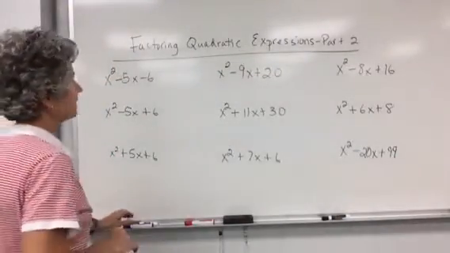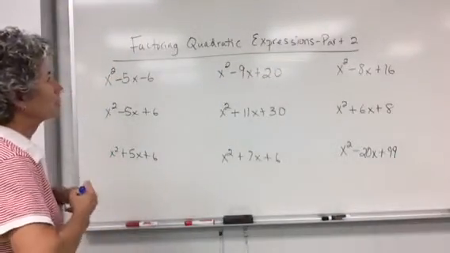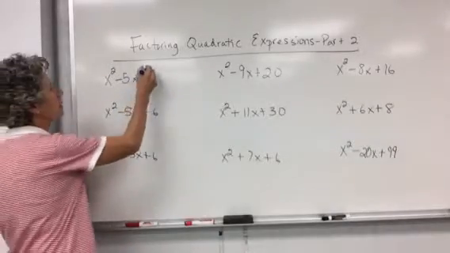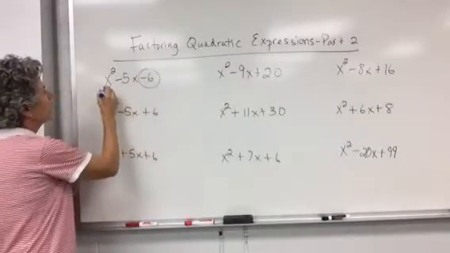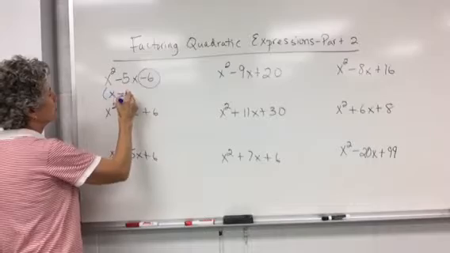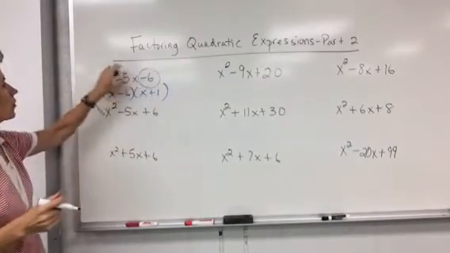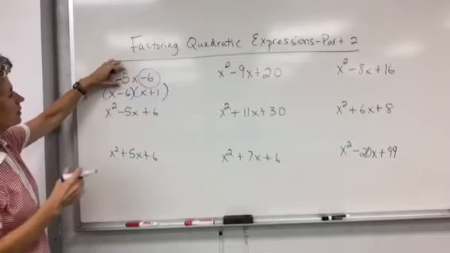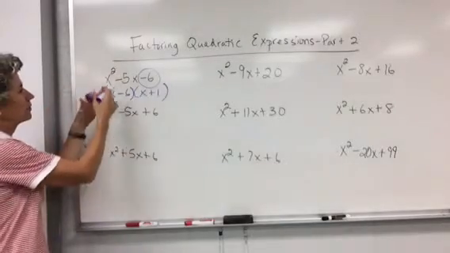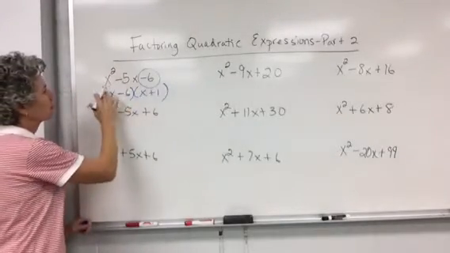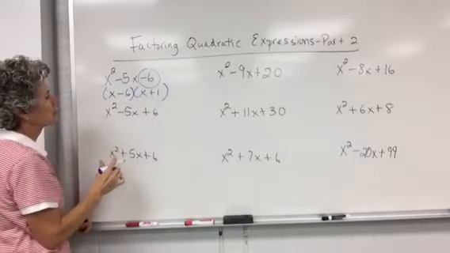Okay, factoring quadratic expressions, part 2. So in part 1, we looked at when the last term, this constant term, is negative. Because you're multiplying a positive times a negative, since one's positive and one's negative, the middle number comes out to be the difference between them. So that would be x minus 6 times x plus 1.